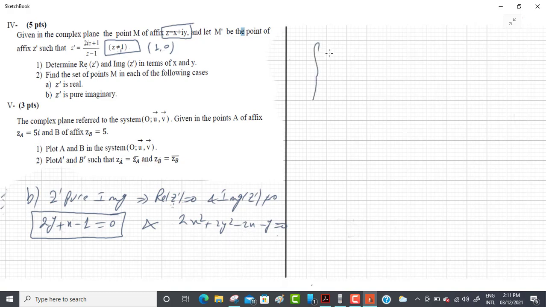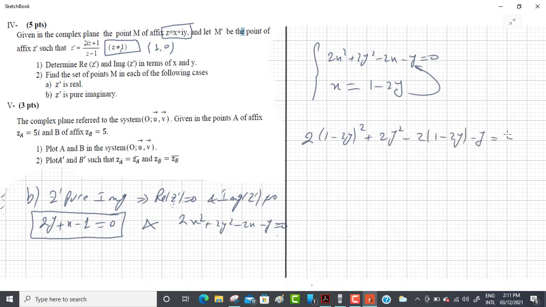So on a draft paper I have to solve 2x squared plus 2y squared minus 2x minus y equal to 0, and the line equation can be written as x equal 1 minus 2y, or I can find y in terms of x, and we should replace x in the first equation. So we'll obtain 2 into (1 minus 2y) squared plus 2y squared minus 2 into (1 minus 2y) minus y equal to 0. 2 into (1 minus 4y plus 4y squared) plus 2y squared minus 2 plus 4y minus y equal to 0. 10y squared minus 5y equal to 0.